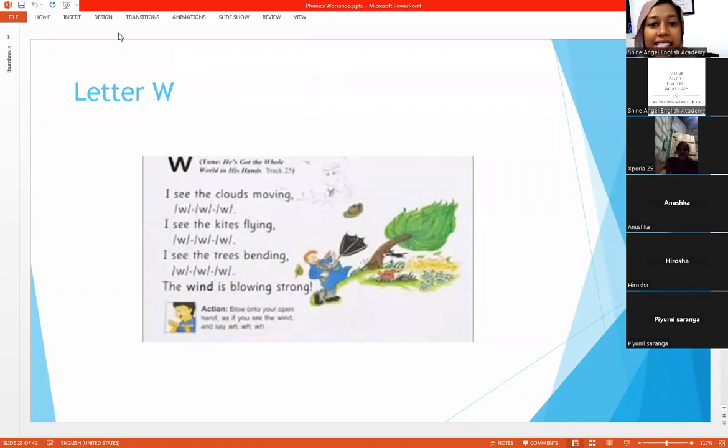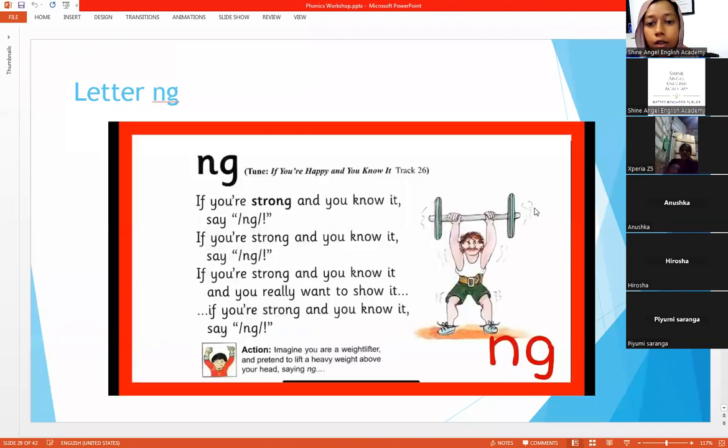Okay, so it is the Z sound. Okay, next one is NG. Gives you the sound.